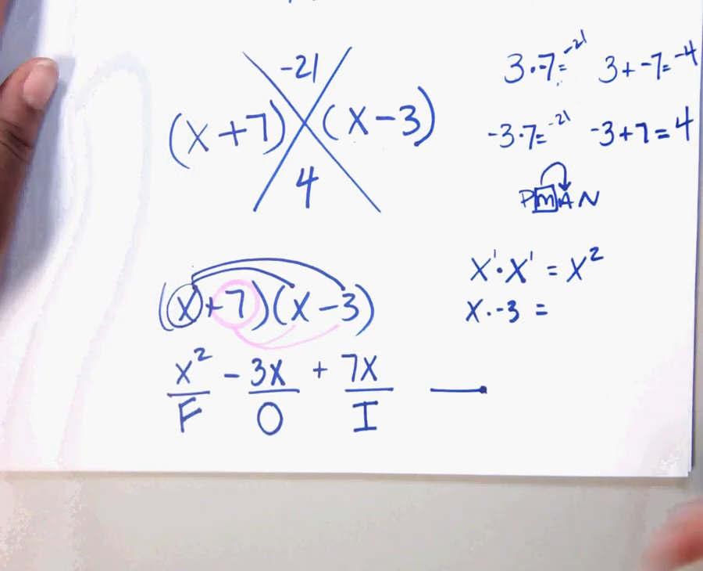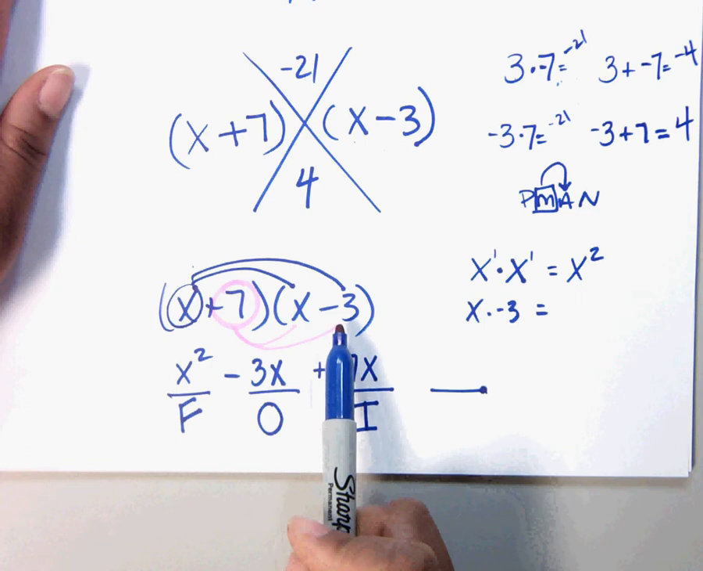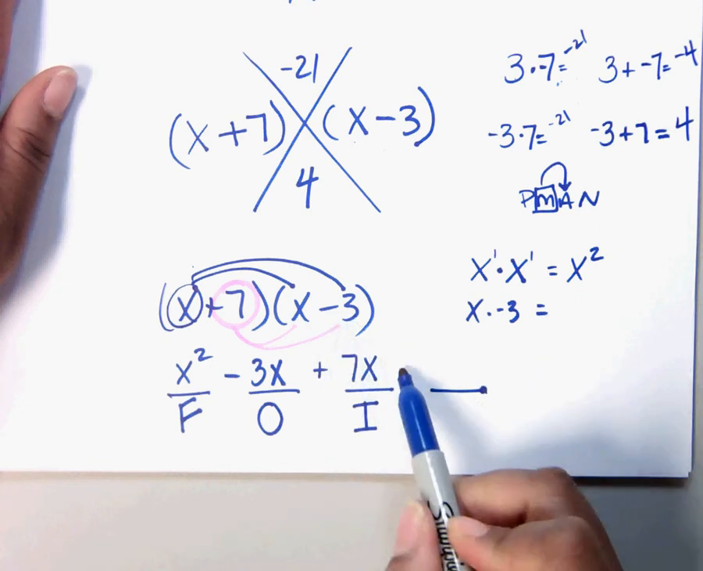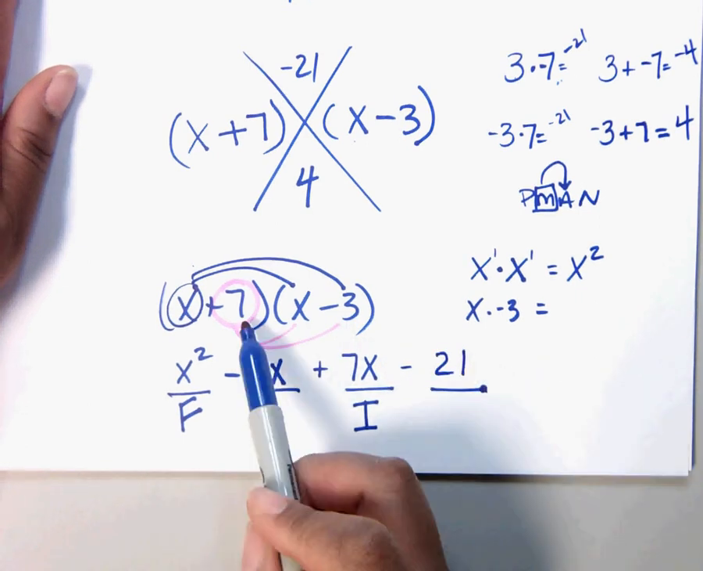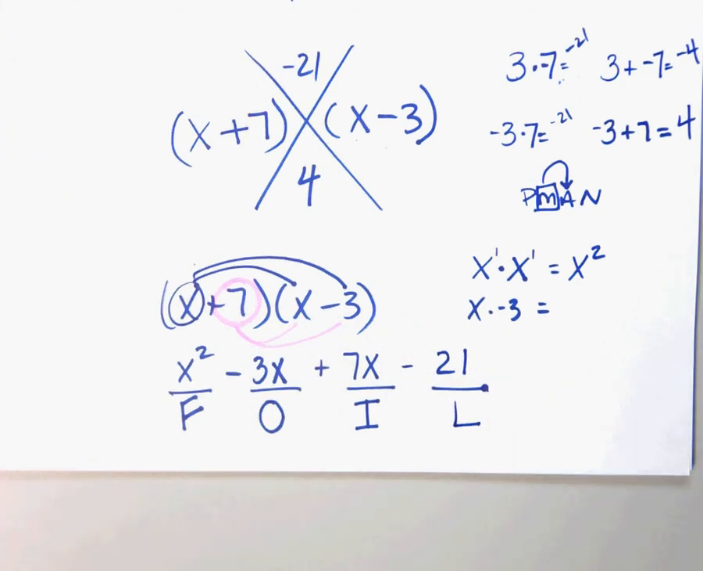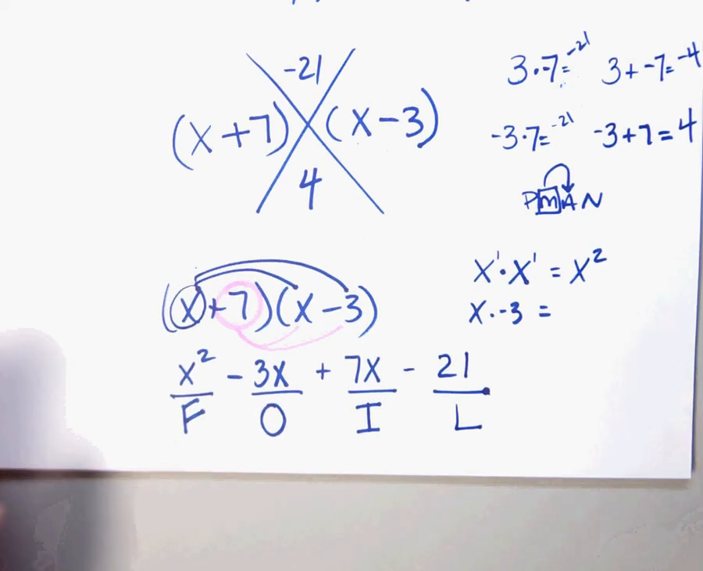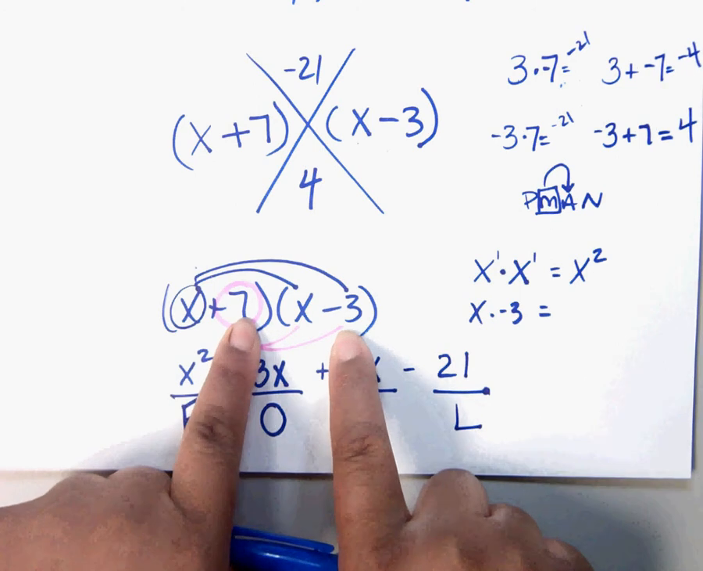Okay, you ready? Now we're going to take the 7 and multiply it to negative 3, which is negative 21. And that is the last term. L. That is FOIL. Where's the L coming from? It's the last term in each parentheses. That's the problem, right? Right.